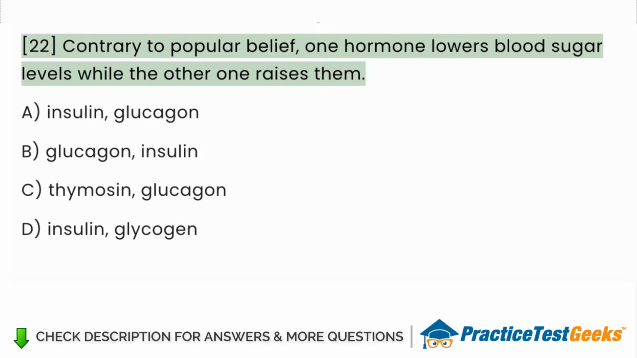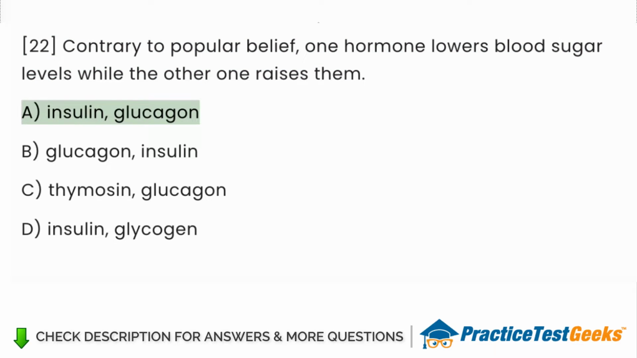Contrary to popular belief, one hormone lowers blood sugar levels while the other one raises them. A. Insulin, glucagon. B. Glucagon, insulin. C. Thymosin, glucagon. D. Insulin, glycogen.